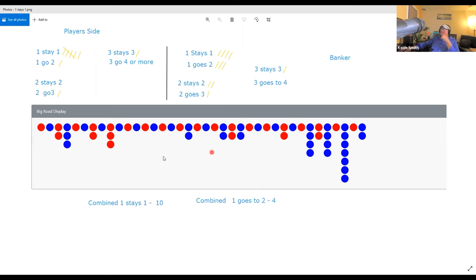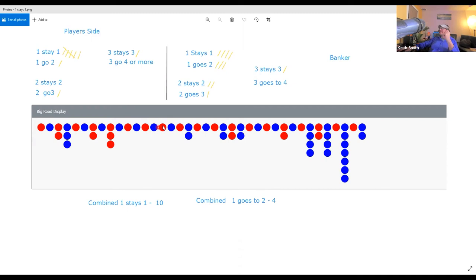So I think the first clue, Kevin, was here. You could see a little bit in the one stay one when we segregate them out, but when we combined them early, after this hand, you can see combined one stay one on player and banker was 10, and combined one goes to two was only four. So that gave you a clue real early in the shoe. Yes. Even if this was at six or seven, that's a disparity of three. You probably would have jumped on it somewhere in here, that it's going to be a chopping shoe.